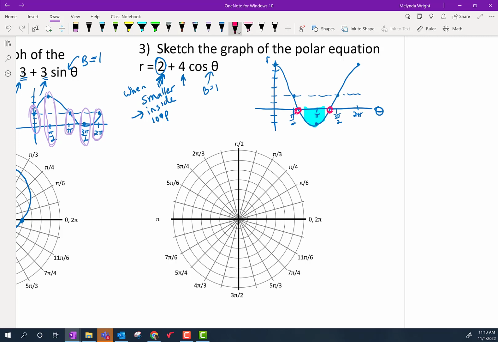So at angle measure 0, we're at 1, 2, 3, 4, 5, 6. We're right here. Angle measure 0, we are at 6. At angle measure pi over 2, we are at 2.